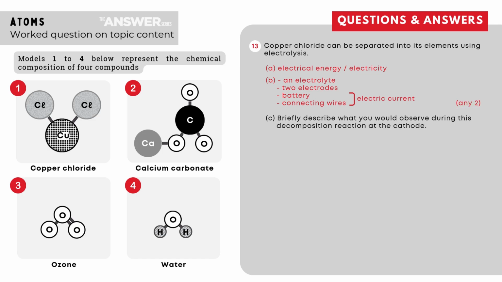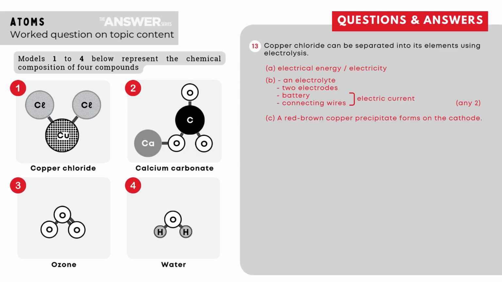Question C, briefly describe what you would observe during this decomposition reaction at the cathode. Right, so this requires you to now think back to what the cathode is. So if you remember, the cathode is the negative electrode. If you remember that, you immediately note that it's going to attract the positive element in copper chloride, and that would be the copper part, the metal, which has the positive charge.